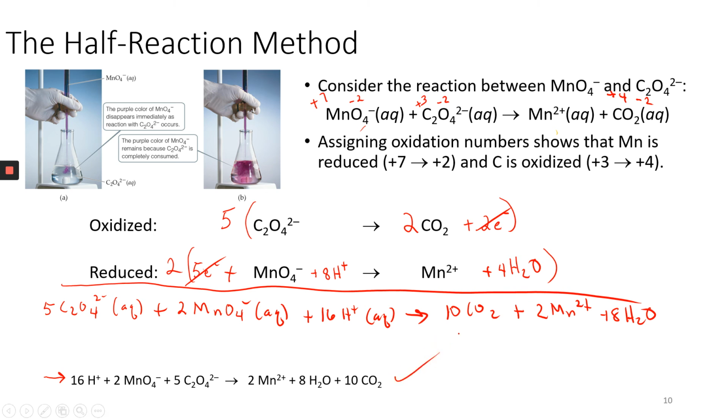This is how you balance a redox reaction. And this is called acidic. If you end up having an H plus here, it means it's acidic. You can also balance these with something called basic, and that's on the next slide.